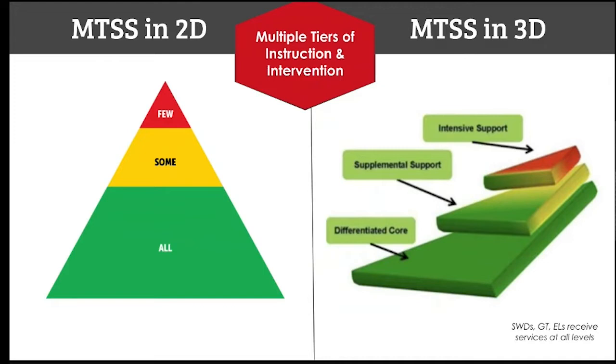When we look at MTSS in 3D, we see an even more robust representation. We see that all students have access to differentiated core instruction, so this is not a one-size-fits-all approach. Some students require supplemental support in Tier 2, but note that this support is layered. So these students are receiving differentiated instruction and supplemental support, and pay close attention to that ombre effect.